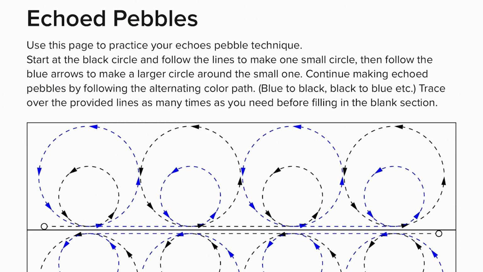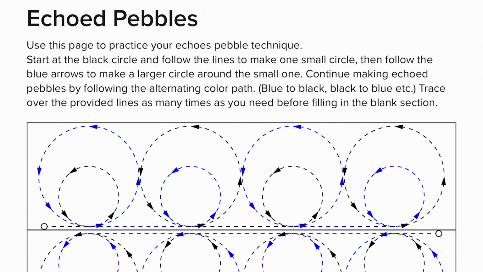Now we have echoed pebbles. Now echoed pebbles are really fun. I really like doing them when I have water elements and I want to make it look like somebody threw a stone and it just kind of rippled out, right? So you kind of get that rippling.